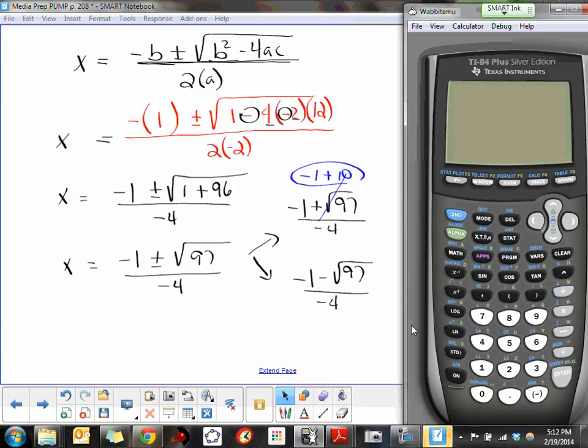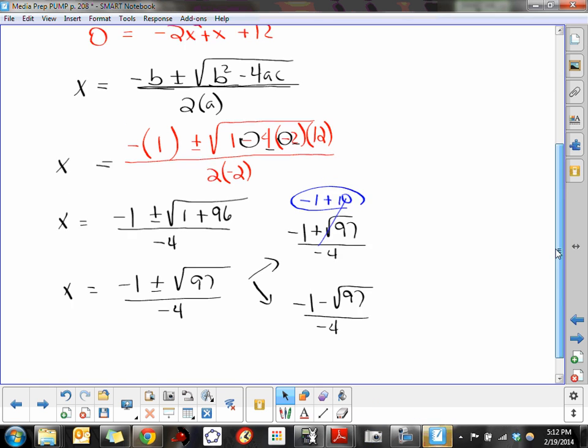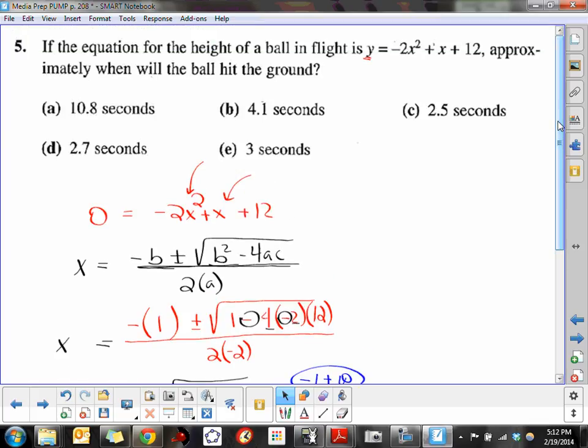So really what I'm going to calculate here is negative 1 minus the square root of 97. I'm going to take that answer and divide it by negative 4. And it's 2.7. So I'm looking for the time that's close to 2.7. Hopefully I got one there. And it is. It's letter D.